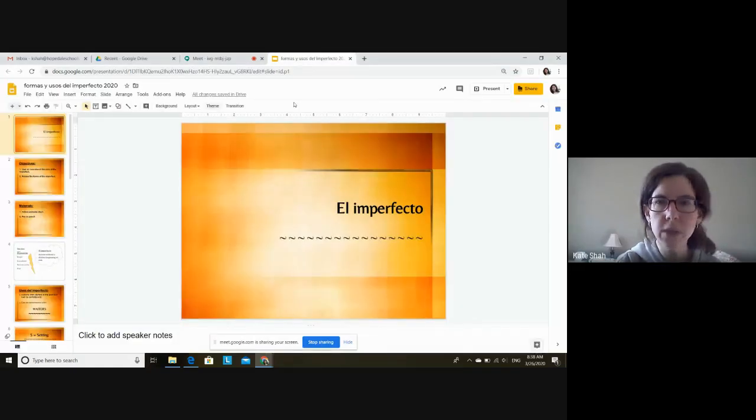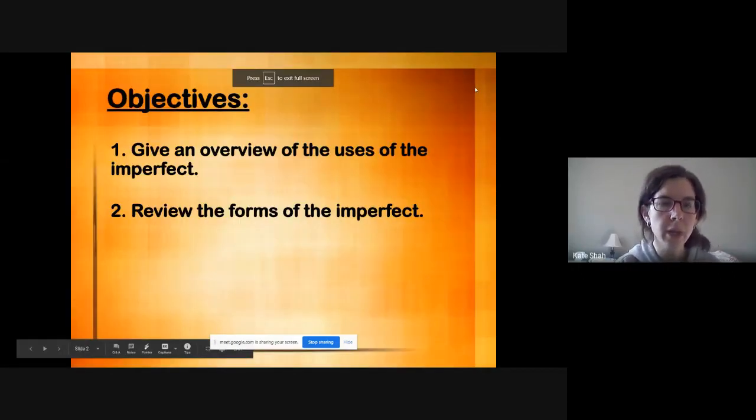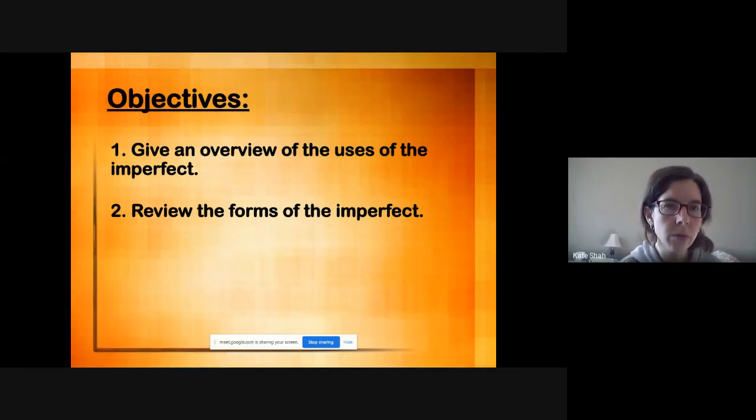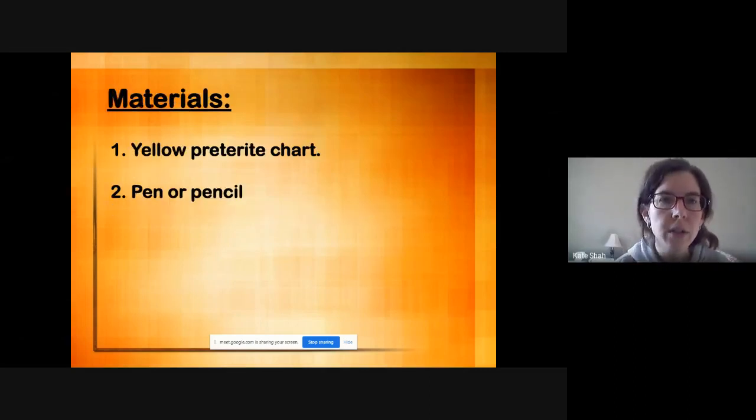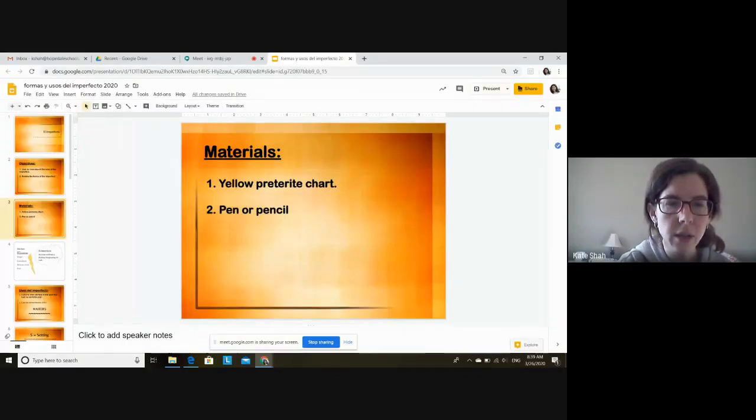Okay. So today we're going to be talking about the imperfect. My objectives of this lesson are to give an overview of the uses of the imperfect and then review the forms of the imperfect. You learned these last year, so hopefully this is just a review and a reminder. You'll be happy to know that they are much easier than the forms of the preterite, so it will be much more accessible. For this lesson, your materials that you're going to need are your yellow preterite chart and a pen or a pencil. And that is it.